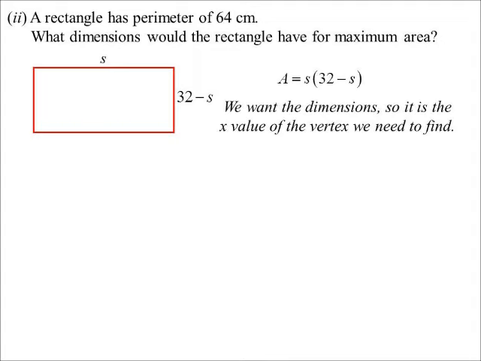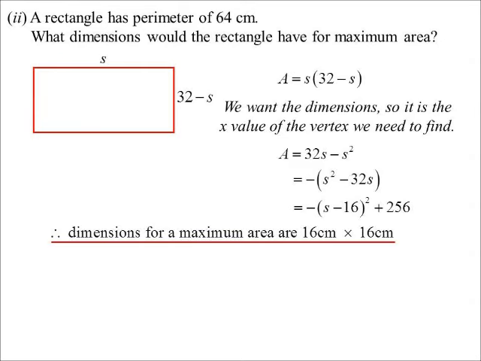Now, it's looking for the dimensions. So I don't actually have to find the area for this question. I just need to find the x value, or the S value in this case, and then I'll have the dimensions. So the axis of symmetry is what I'm looking for. Now, I could do it this way, again by completing the square. Personally, I wouldn't, but there's the dimension, 16 by 16.